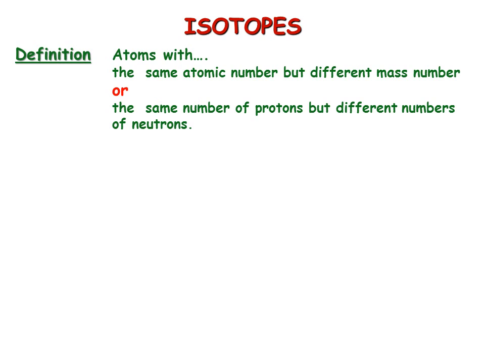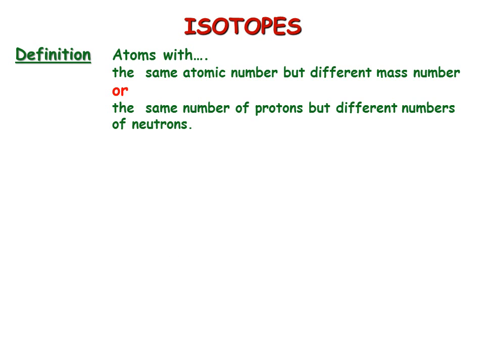So such atoms are called isotopes. What do we call them? Isotopes. How do you define them? Atoms with the same atomic number but different mass number. Or you can say the same number of protons, because the number of protons is what you call the atomic number, but different numbers of neutrons. Okay? So these are what you call isotopes.